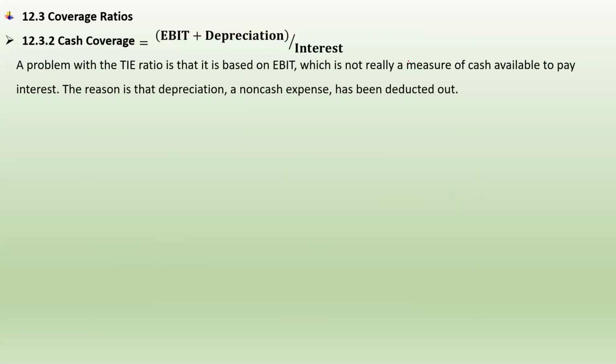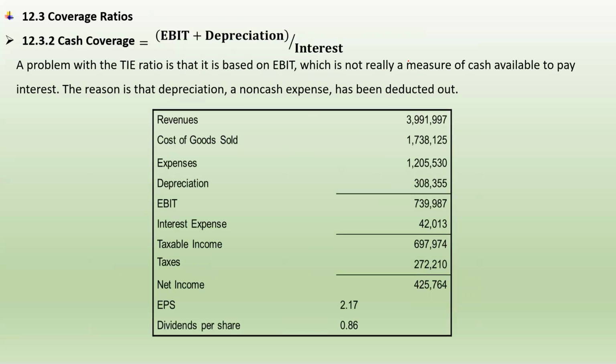The second coverage ratio is the cash coverage. It equals earnings before interest and taxes, adding back depreciation, divided by interest. The reason is that depreciation is only an accounting number. It's not a cash outflow. And the times interest earned ratio is based on EBIT, so it's not really a measure of cash available to pay the interest. So we add this depreciation back.